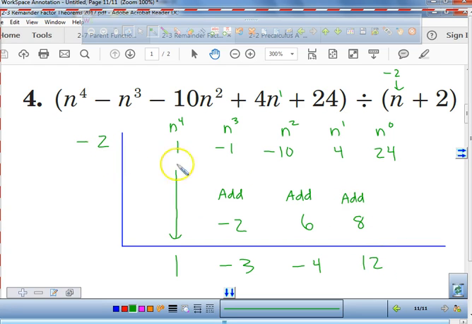Multiply negative 2 times 12. I'm getting excited now. I get a negative 24, and now what's my remainder? 0. That's good. That means that this is indeed a factor of this.